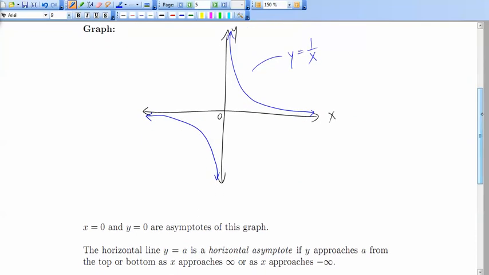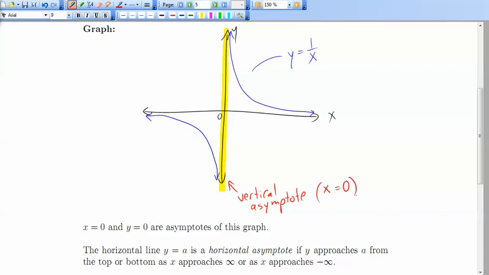Now, if we take a look at this graph here, we see that x equals 0, the y-axis, is what we call a vertical asymptote. It's a vertical line. Let me just highlight it here. It's a vertical line that the graph goes off the top of the page to avoid, or goes off the bottom of the page to avoid. That's a vertical asymptote. And here it would be x equals 0, pardon me.